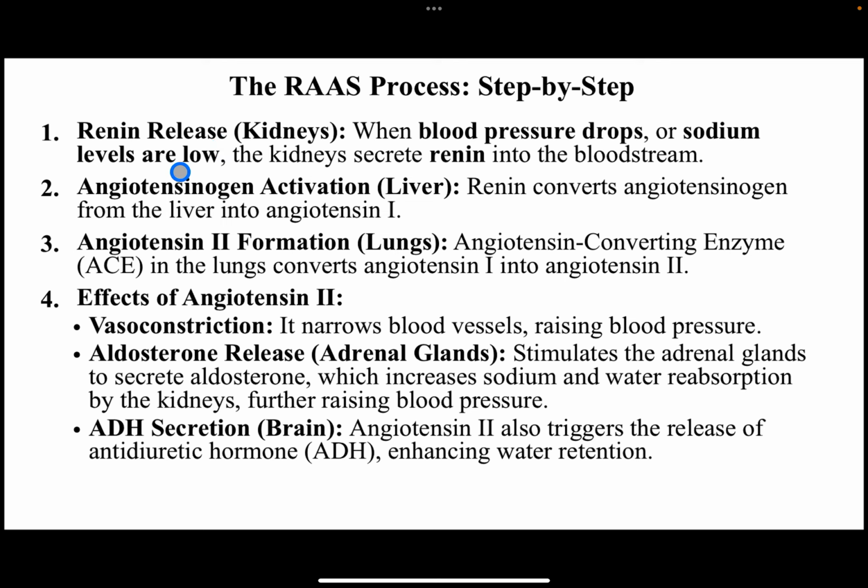So this is a summary. Renin release in the kidney: when blood pressure drops or sodium levels are low, the kidney secretes renin into the bloodstream. Angiotensinogen activation in the liver: the renin converts angiotensinogen from the liver into angiotensin 1. Then angiotensin converting enzyme in the lungs converts the angiotensin 1 into angiotensin 2. The effect is vasoconstriction because of the sympathetic stimulation, whereby there is narrowing of the blood vessels, which will raise the blood pressure.